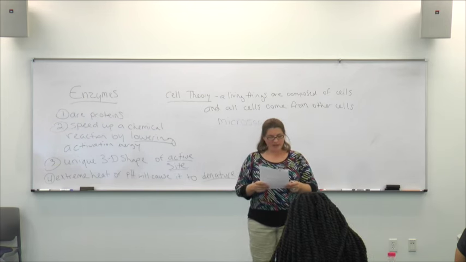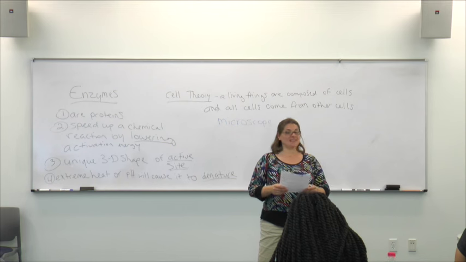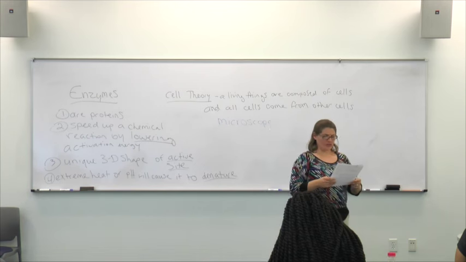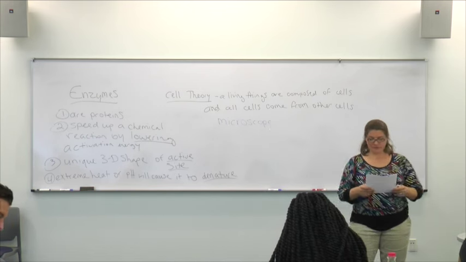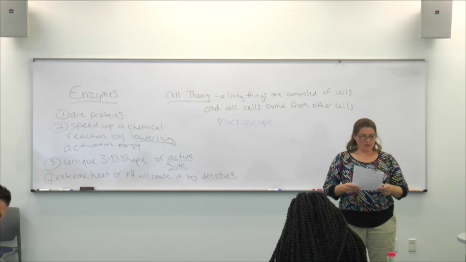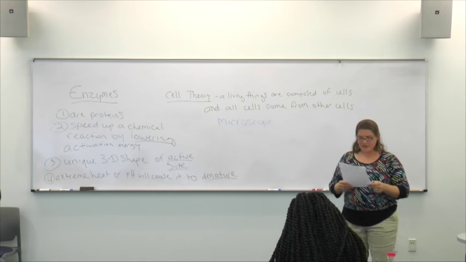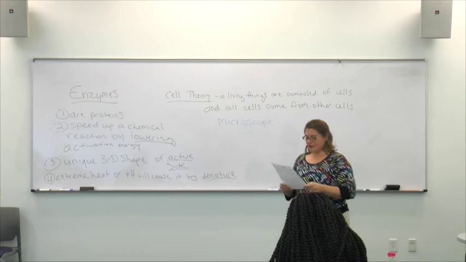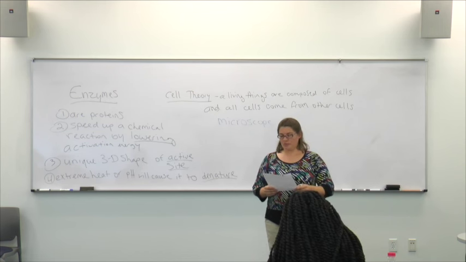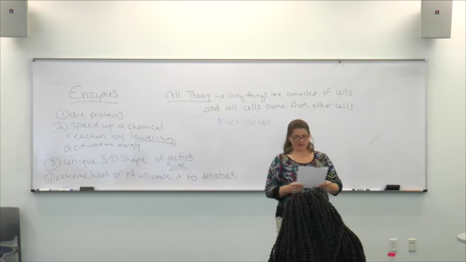Number 7, I expel excess water to prevent a cell from bursting. Contractile vacuole. I mean, letter J. Contractile vacuole, letter J. Number 8, I contain digestive enzymes that break down and recycle damaged cell parts. Lysosomes, letter I.